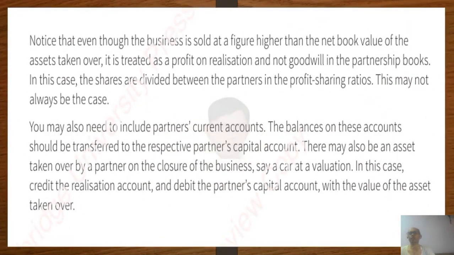Notice that even when the business is sold at a figure higher than the book value of the assets taken over, it is treated as a profit on realization and not as goodwill in the partnership books. In this case, the shares are divided between the partners in the profit sharing ratios. This may not always be the case. You may also need to include partners' current accounts. The balances on these accounts should be transferred to the respective partners' capital accounts.